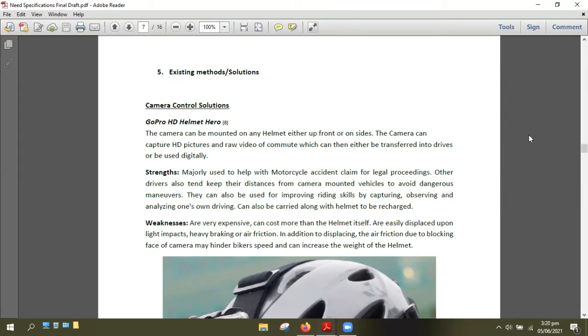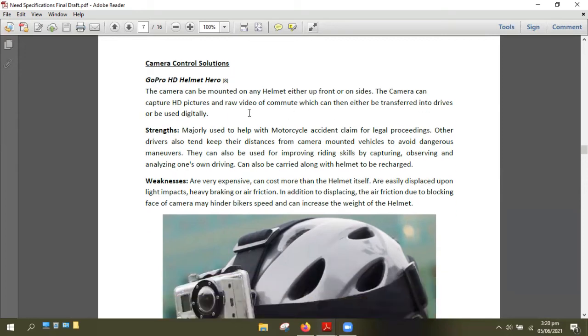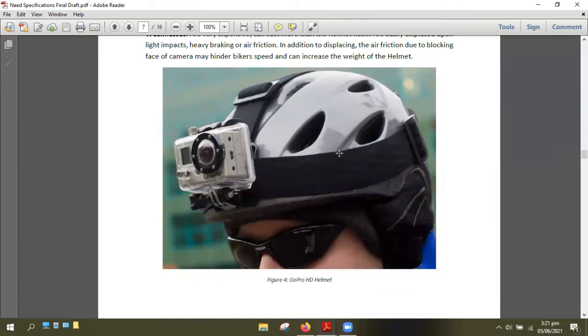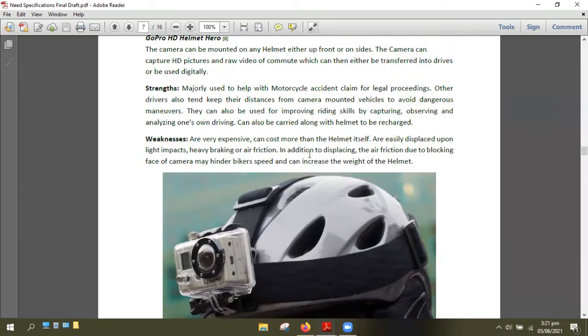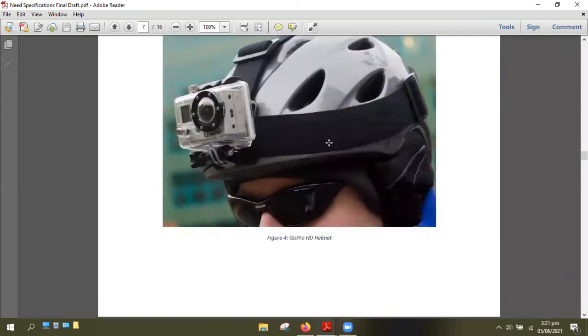So in doing so, we first had to identify the existing solutions, and then come up with our own. A couple of existing solutions that we identified include the GoPro SD Helmet Hero. It is basically a mountable camera that can be put onto the helmet, but it is an external tool, and it's not integrated within the helmet. It had its own strengths and weaknesses, which are discussed within this document.